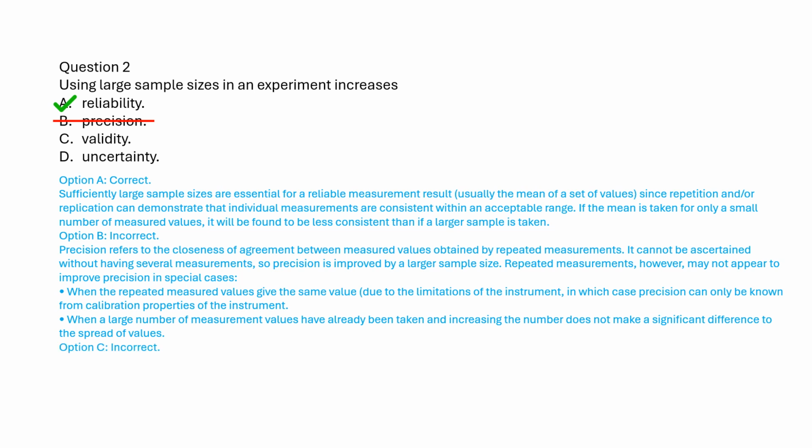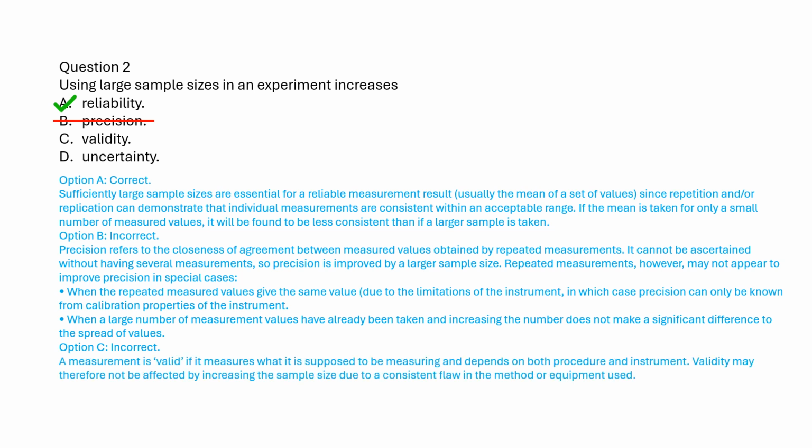Uncertainty depends on both systematic and random errors. A larger sample size will reduce the contribution of random errors while systematic errors are not influenced by sample size, hence a larger sample size cannot increase the uncertainty. So, D is eliminated.